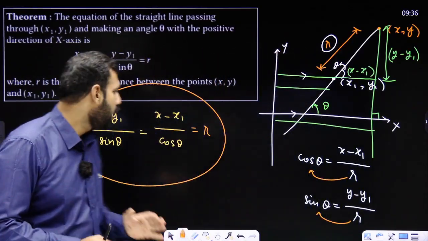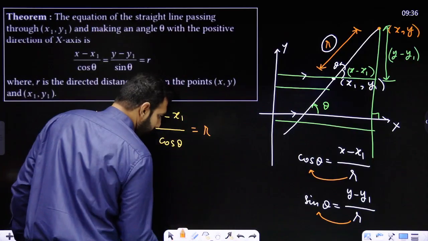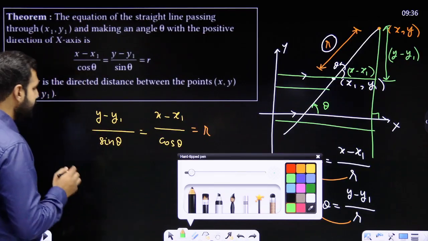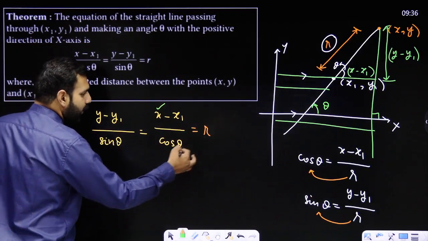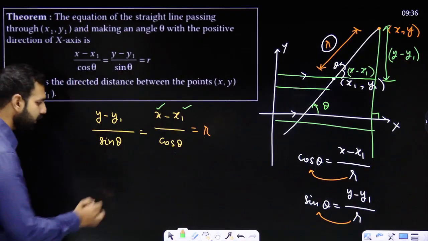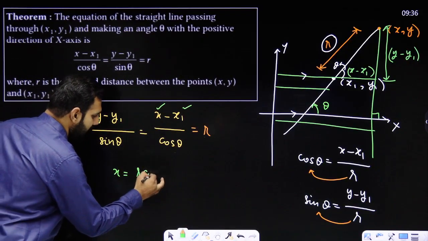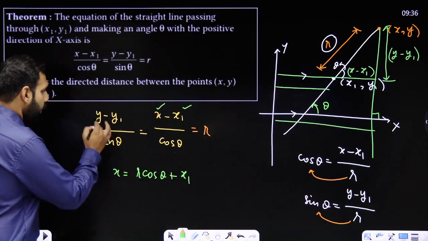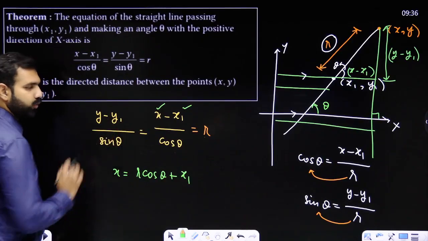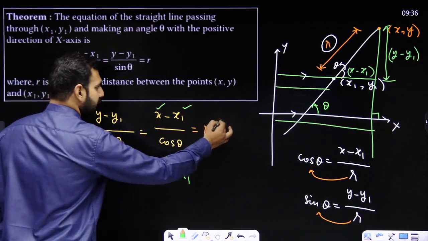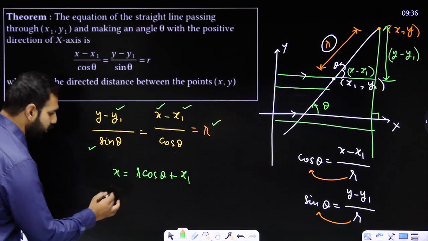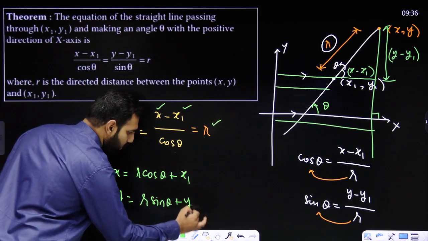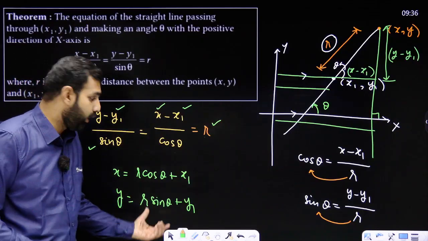Try and understand. All I'm trying to make you understand is that if I use this particular equation, I'll say that x is going to be r cos theta plus x1. Similarly, y is going to be r sin theta plus y1. I hope you can draw this deduction that r times sin theta plus y1 is going to be the value of y. This is what I hope you are understanding and realizing.